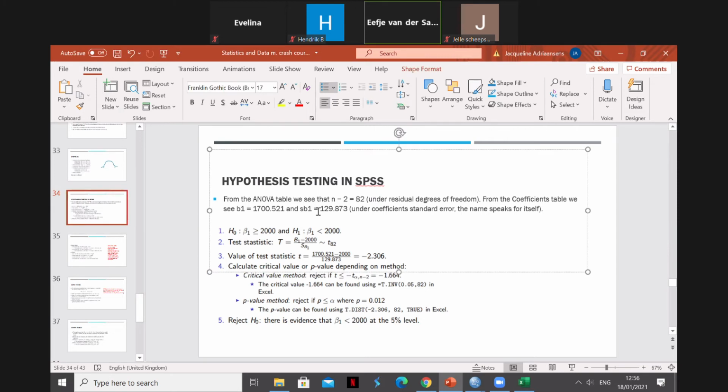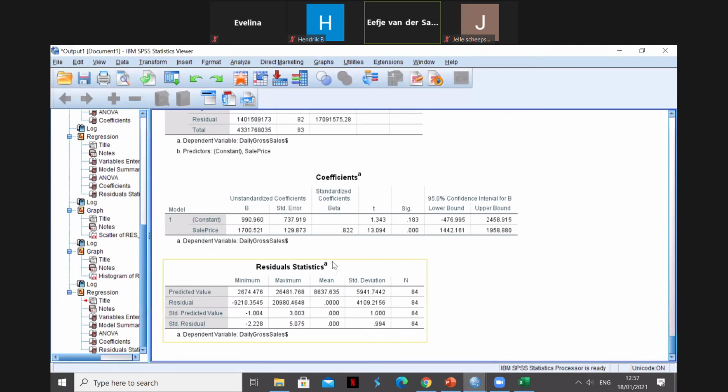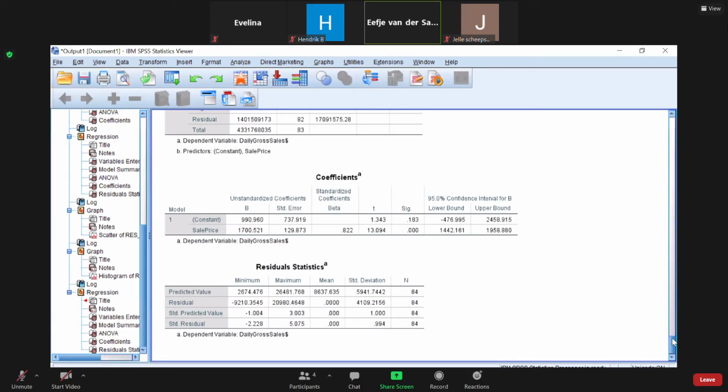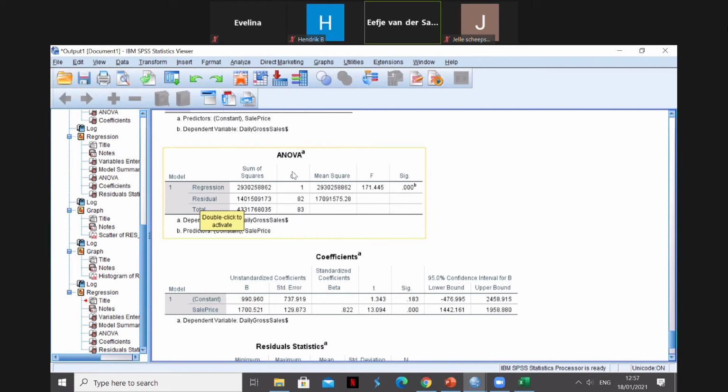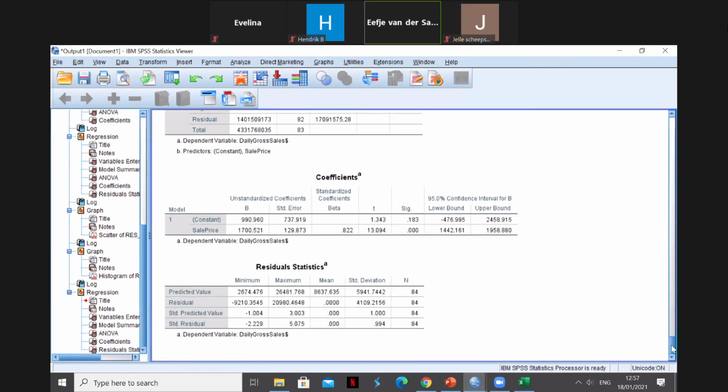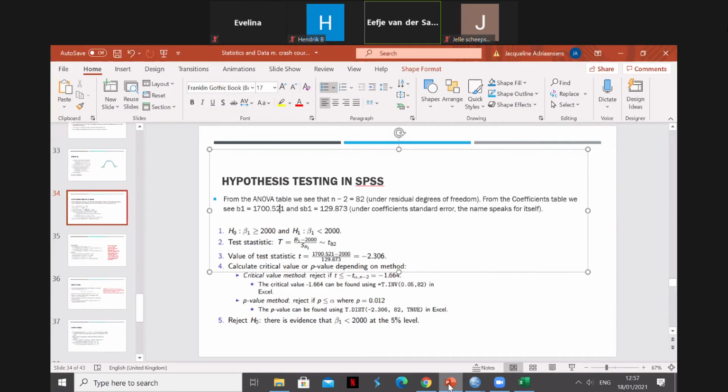From the ANOVA table, we see that n minus 2 is 82 under residual degrees of freedom, we already said that. So let's have a look. Here's our ANOVA table. On the residual and df, that's 82, and we knew that already. And we had those two coefficients, remember? Okay, so we want to test something.